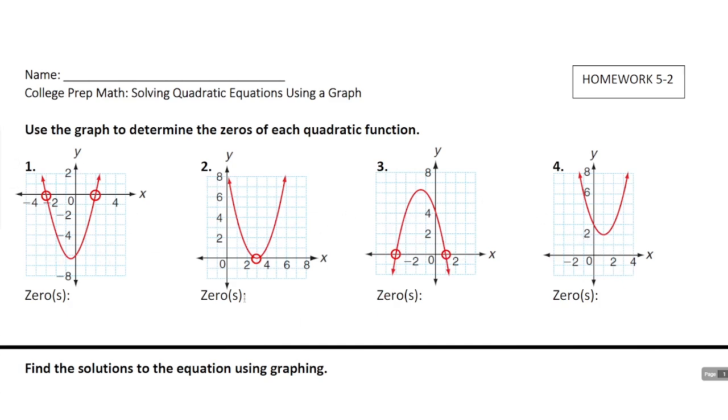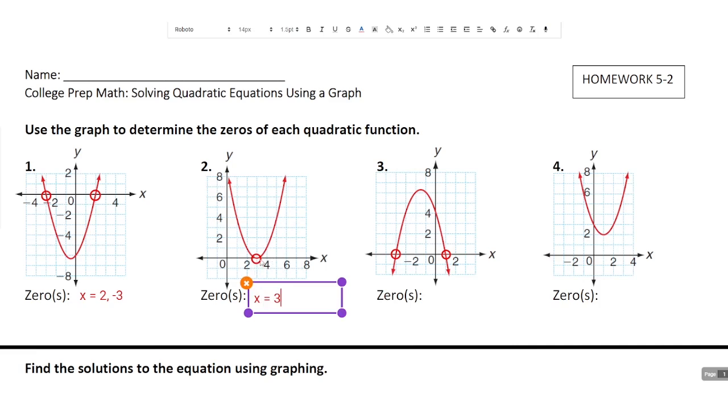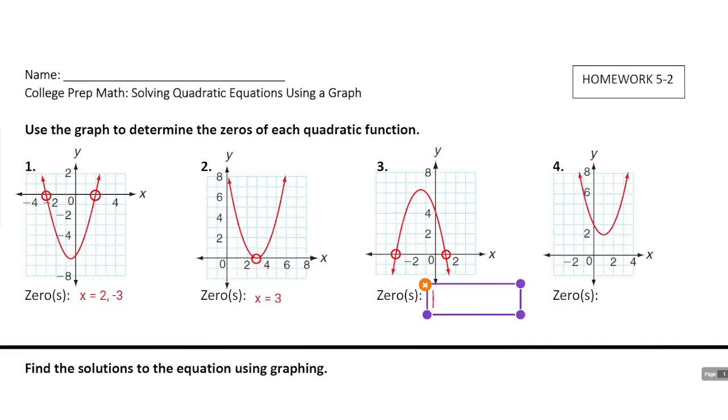So number 1, it's asking for the zeros, and we can do that just by looking at the graph and identifying the x-intercepts. This one's going to be at x equals, looks like 2 and negative 3. Number 2, there's only one x-intercept here. This is going to be when the discriminant is 0. So yeah, 0 is going to be at x equals 3.